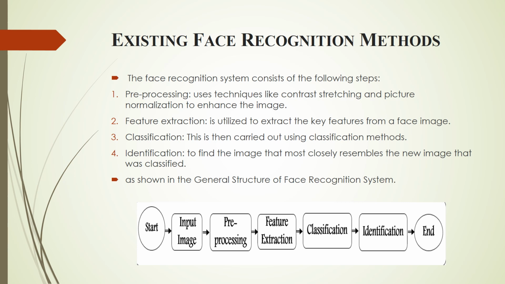Identification. To find the image that most closely resembles the new image that was classified, as shown in the general structure of face recognition system. First, input image, pre-processing, feature extraction, classification, and the last step, identification.